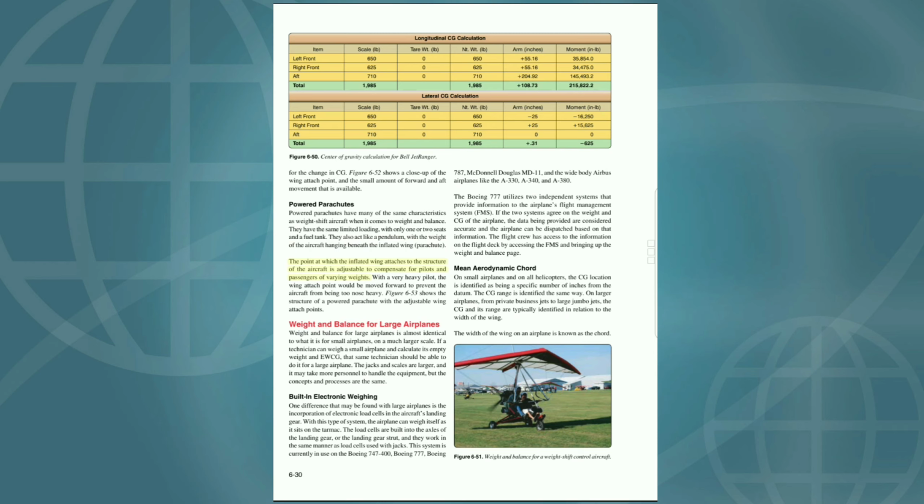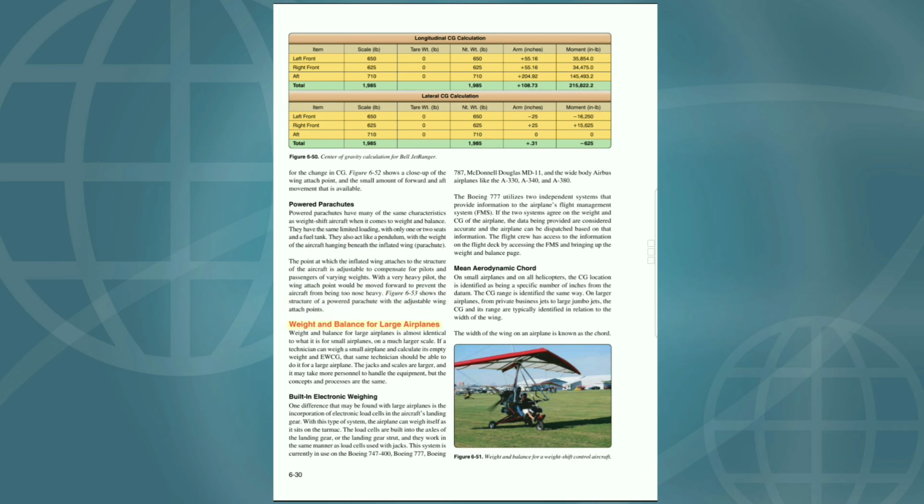The point at which the inflated wing attaches to the structure of the aircraft is adjustable to compensate for pilots and passengers of varying weights. With a very heavy pilot, the wing attach point would be moved forward to prevent the aircraft from being too nose-heavy. Figure 6-53 shows the structure of a powered parachute with the adjustable wing attach points.